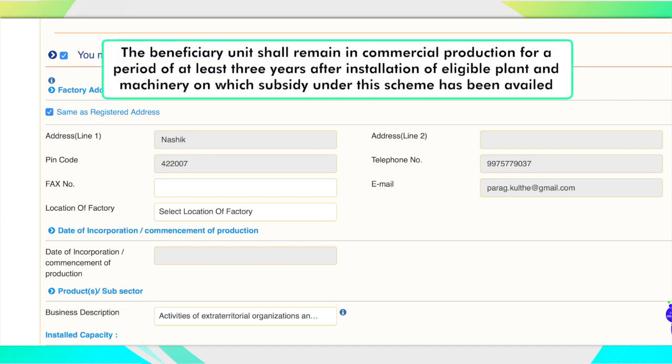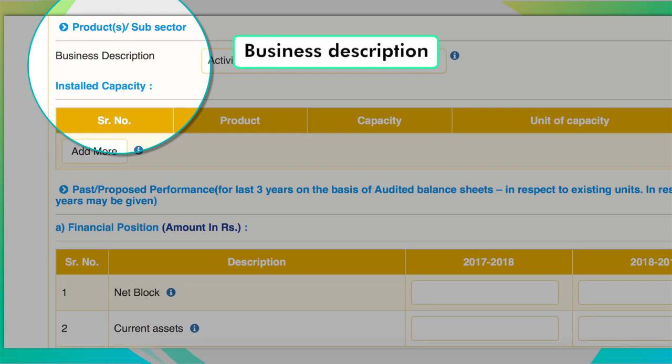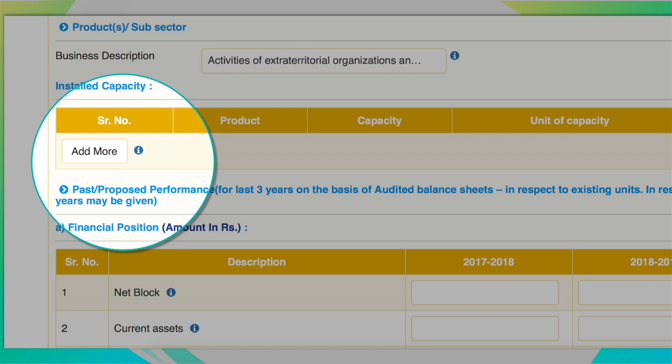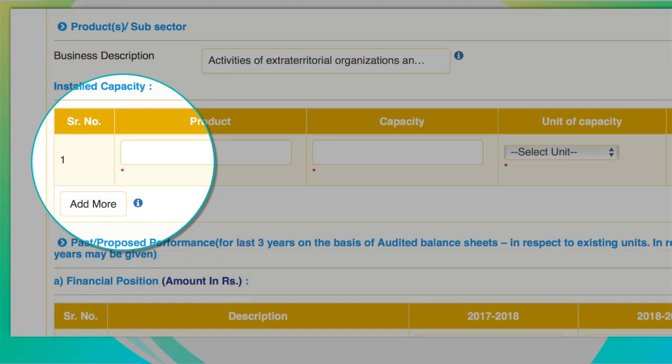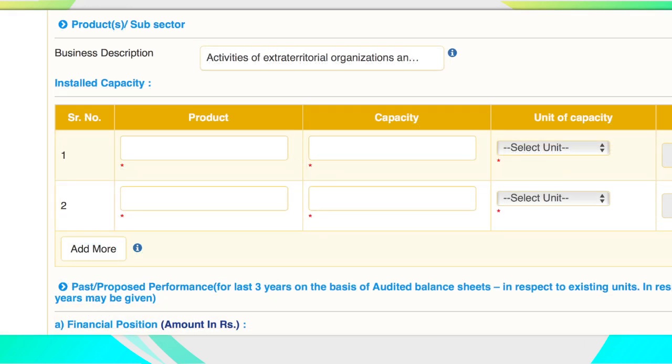The beneficiary unit shall remain in commercial production for a period of at least 3 years after installation of eligible plant and machinery on which subsidy under the scheme has been availed. The applicant needs to select the type of business the unit is associated with to be eligible for SCL/CSS. The Add more option can be used in case more than one machinery is eligible for SCL/CSS subsidy and the requisite details can be added for the same.